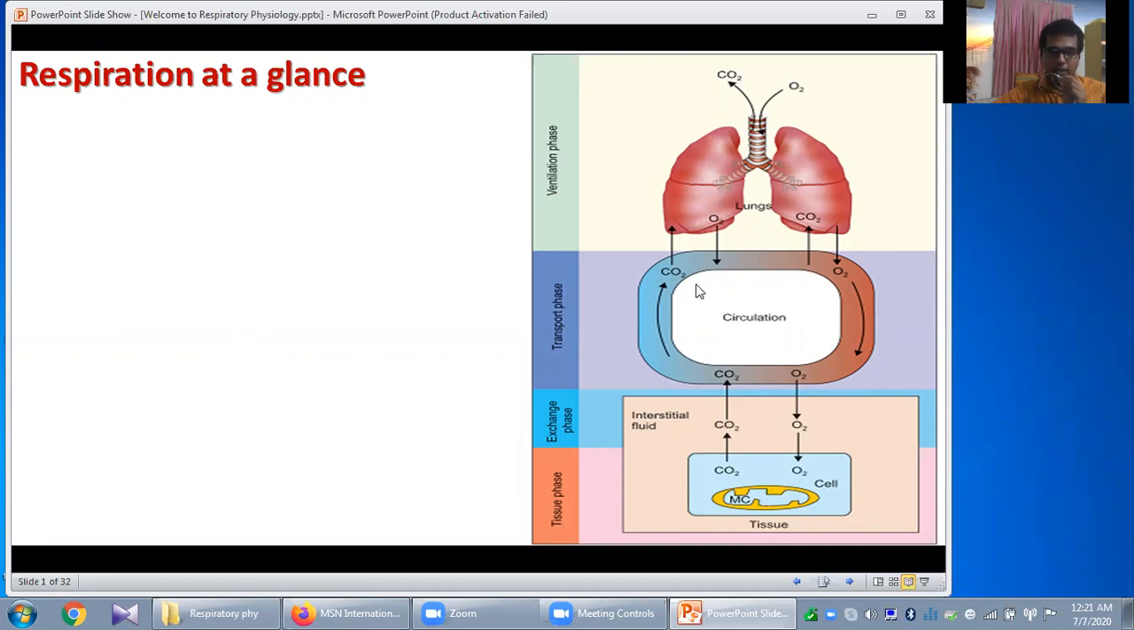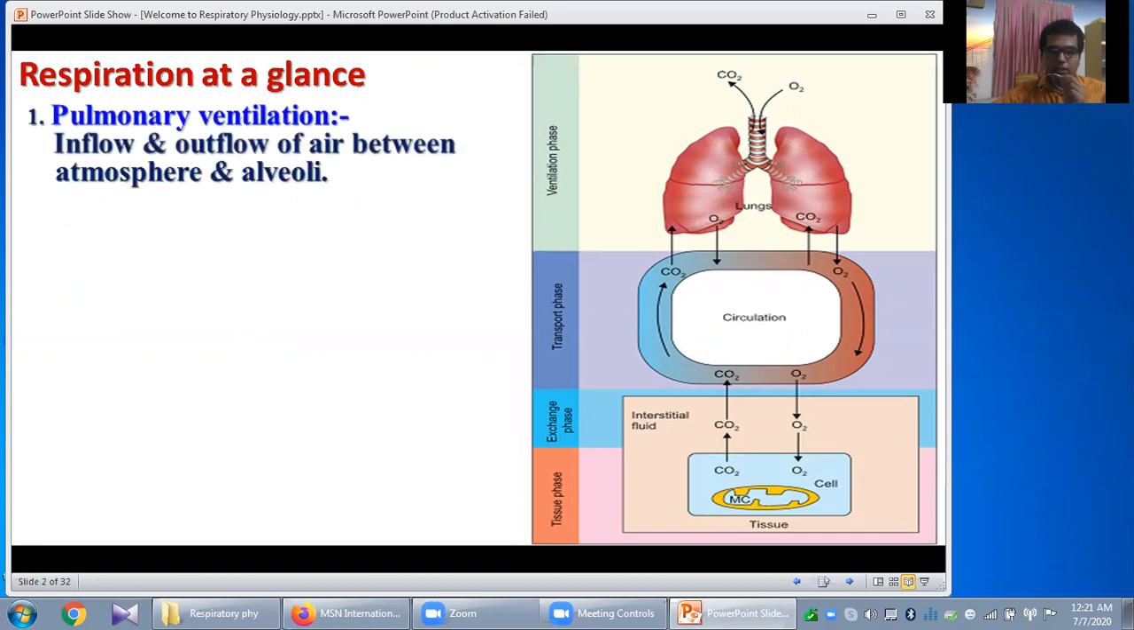Here you can see the process of respiration at a glance. The very first step of respiration is called pulmonary ventilation. That is actually inflow and outflow of air between the atmosphere and the lung alveoli, or exchange of air between the lung and the environment. This is called pulmonary ventilation.